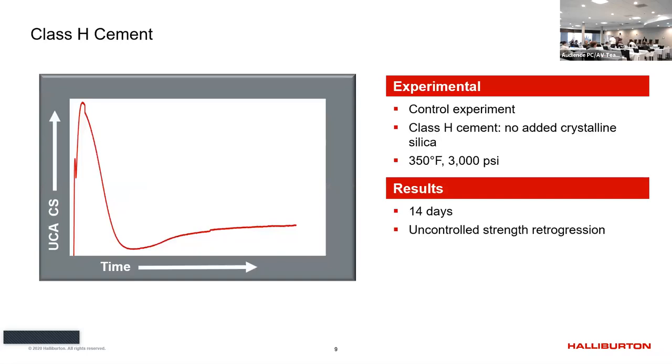And of course, the proof is always in the pudding. So I put together a couple experiments here to show you guys the successes that we've had. And as the control experiment, we took a class H cement, didn't put anything in it, just heated it up to 350, about 3000 PSI. We let it sit there for 14 days. And of course you see the uncontrolled strength retrogression. And this time right here was actually about 24 hours in here somewhere. So it retrogressed almost fully, very, very quickly.